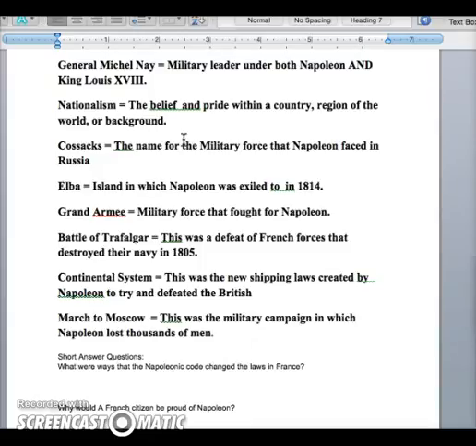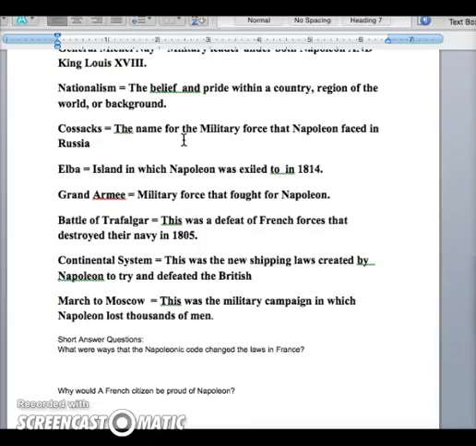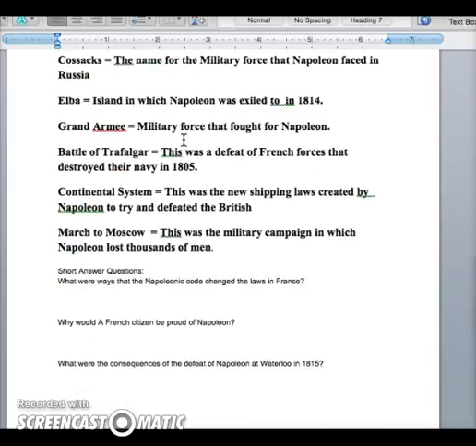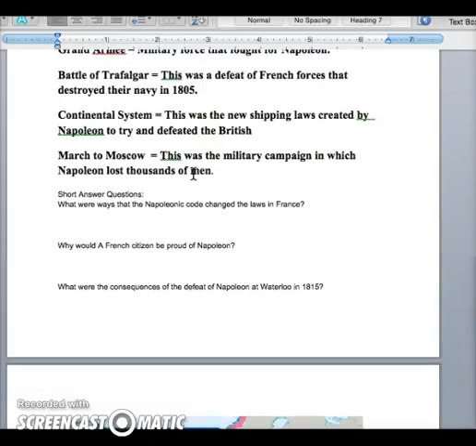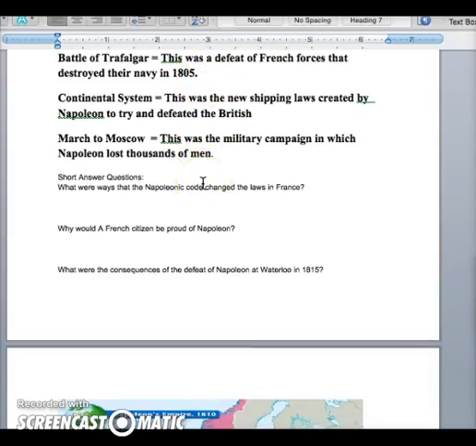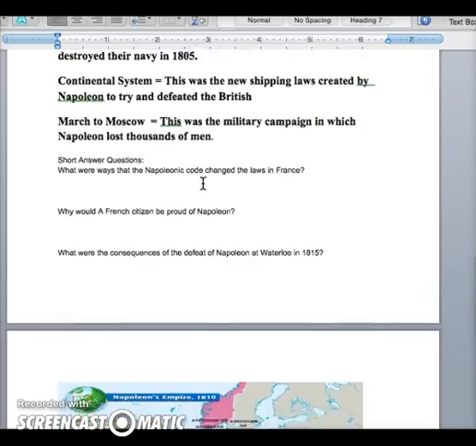Nationalism, the belief and pride within a country, region of the world, or background, or all of the above. Cossacks, the name of the military force that Napoleon faced in Russia, or one of the many. Elba, the island to which Napoleon was exiled in 1814. The Grand Armée, a military force that fought for Napoleon. Battle of Trafalgar, this was a defeat of French forces that destroyed their navy in 1805. Continental system, this was the new shipping laws created by Napoleon to try and defeat the British by having countries not trade with England. It did not work.